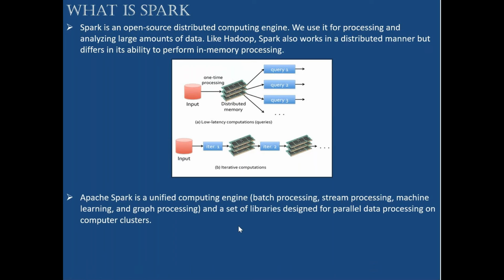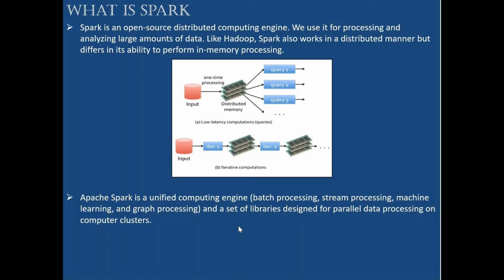As it is faster, Apache Spark is a unified computing engine. What is a unified computing engine? It can process data in batch. Batch means you store some data, one hour of data or one day of data, and process it. That is called batch processing. Stream processing means you get data continuously, through the stock market for example, and you can process it as it arrives.